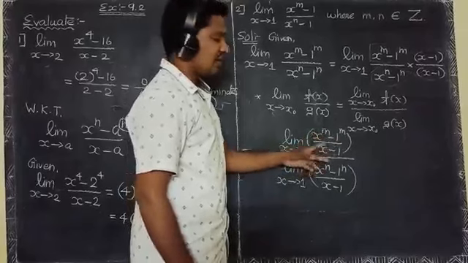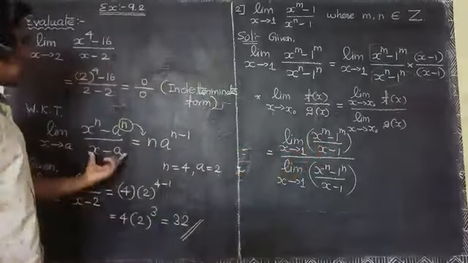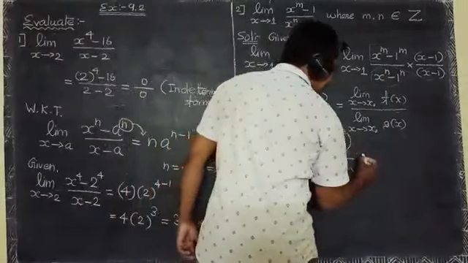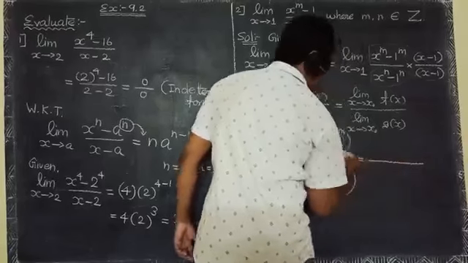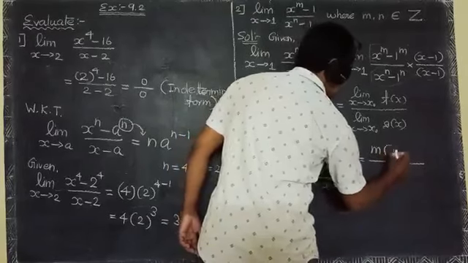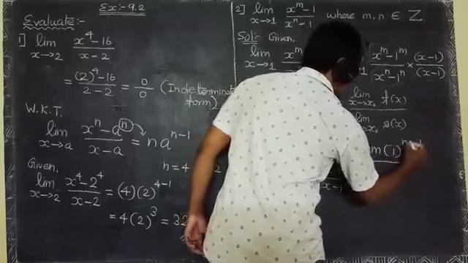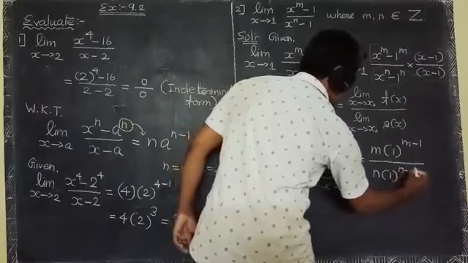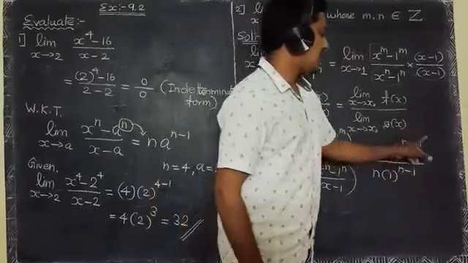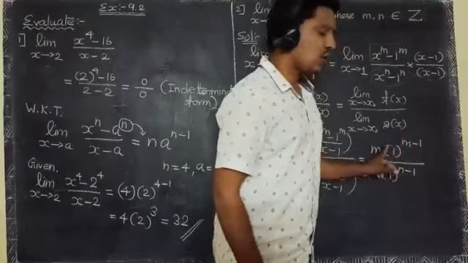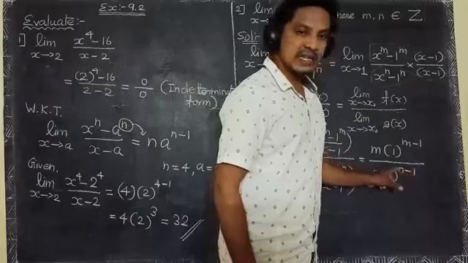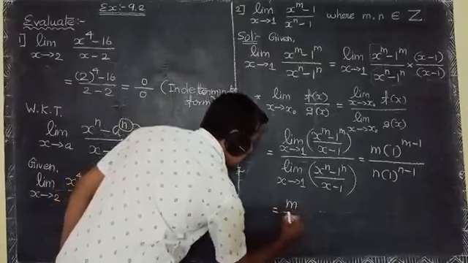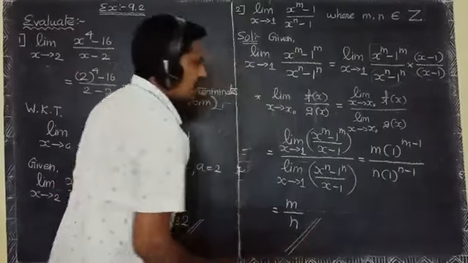We have an indeterminate form, so using this property, n into a power n minus 1. Similarly, the numerator gives m into a power m minus 1 and the denominator gives n into a power n minus 1. Here 1 power anything is 1, m into 1 is m, and n into 1 is n. Then the final result is m divided by n.